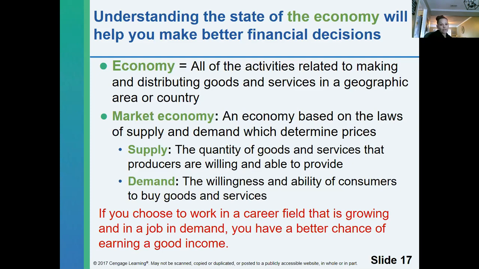A market economy is an economy based on the laws of supply and demand, which determine prices. So supply is the quantity of goods and services that producers are willing and able to provide. And demand is the willingness and ability of consumers to buy goods and services. So how much are they making? That's the supply. And demand, how much are we as consumers asking for those things?